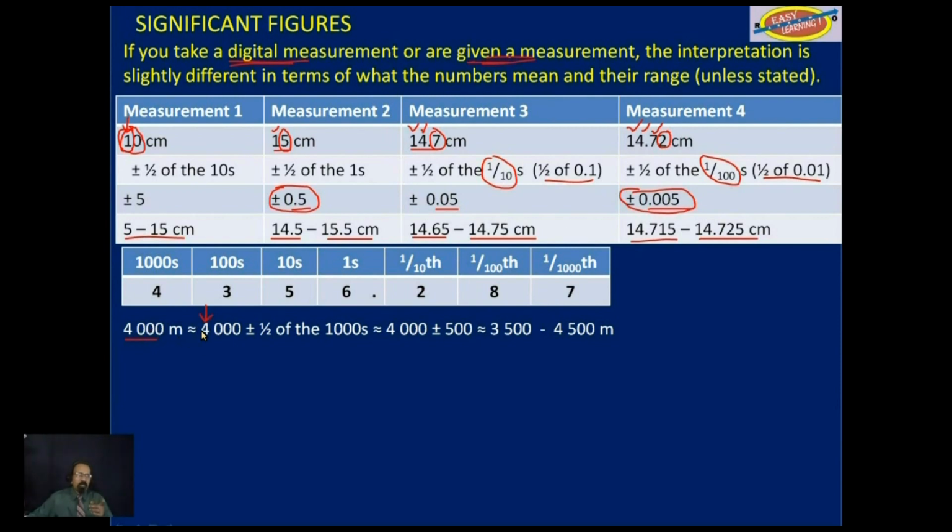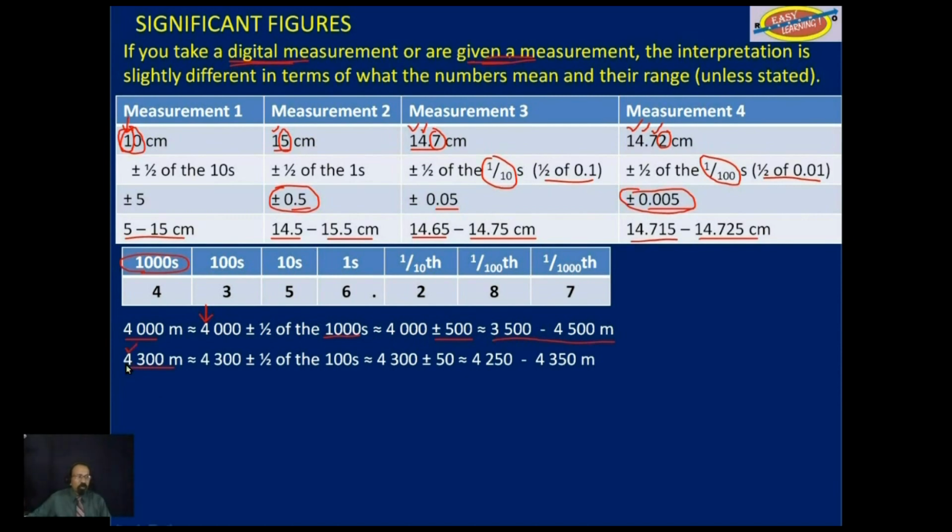It's in the thousands position, so we will take half of the position, not half of the number, half of the position, which would be 500. So if you say the distance between two villages is about 4,000 meters, what you actually mean is 4,000 plus or minus half of the 1,000 position, which would be 500, and so it would be anywhere from 3,500 to 4,500.